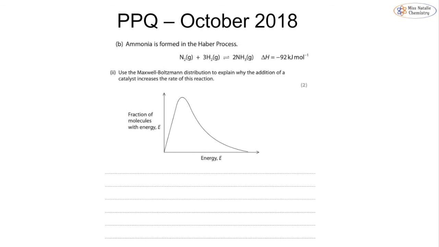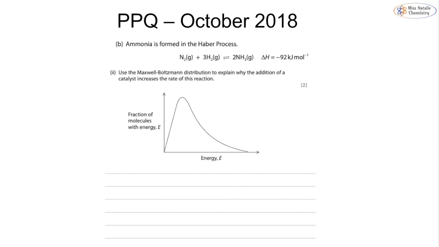And the last question is from October 2018, and it is using the Maxwell-Boltzmann distribution curve. We have ammonia being formed in the Haber process, and we want to explain, using this curve, why the addition of a catalyst increases the rate of reaction. Now, if they give you a diagram like this, the best thing that you can do is use it to your advantage. They're giving you the diagram for a reason. They want you to annotate or to label or to add something to it.